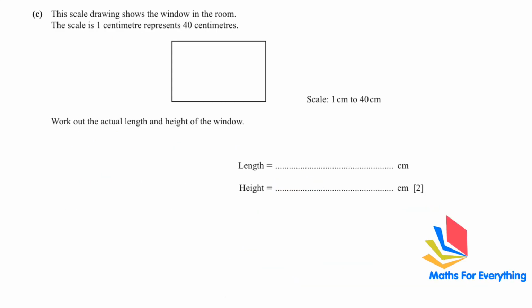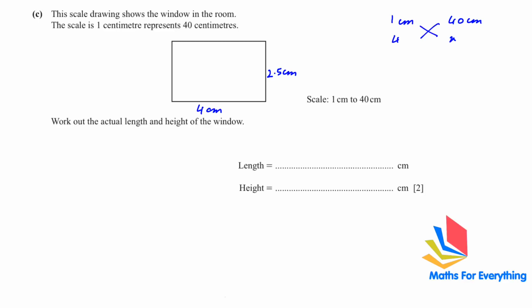Part C of the question. The scale drawing shows the window in the room. The scale is 1 centimeter represents 40 centimeters. Work out the actual length and height of the window. When you measure the length, you will get it is 4 centimeters and the height is 2.5 centimeters. We know that 1 centimeter is equal to 40 centimeters. Therefore, 4 centimeters will equal how many centimeters?